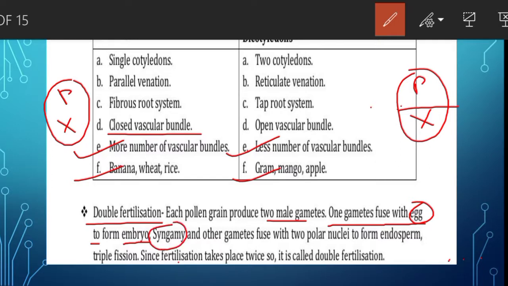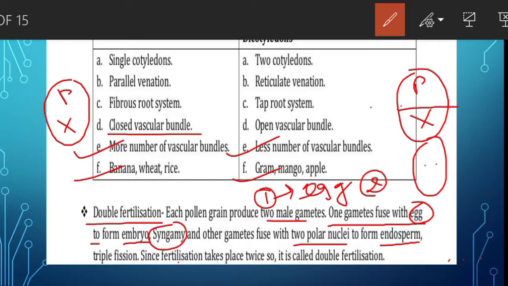One male gamete fuses with the egg, and that process is called syngamy, whereas the second male gamete will fuse with the 2 polar nuclei, which will result in formation of endosperm. Now children, polar nuclei means there are 2 nuclei in the central cell, and there will be fusion of the nucleus of the male gamete, right? So 3 nuclei fuse, so it is called triple fusion.